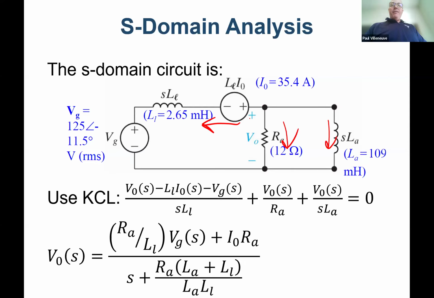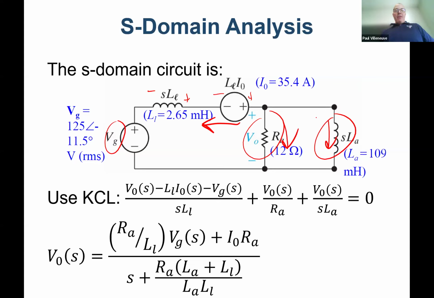So we have V naught minus this voltage drop, minus this voltage drop, and then minus VG, right? So it's V out minus those voltage drops. And that is divided by S times L. And then we're going to add to that V out over S. So this voltage drop here. And then we're going to do that current over there. And that's going to sum to equal 0.